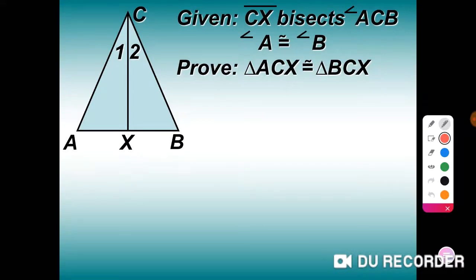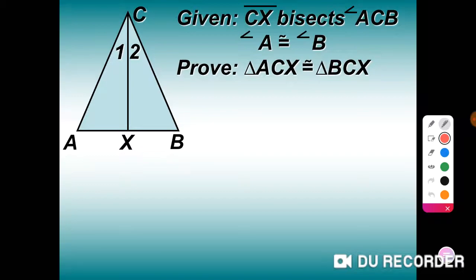Okay guys, so given that line segment CX bisects angle ACB. Bisects means line segment CX splits the angle ACB into two congruent parts. So from this statement, I can understand this: angle 1 is congruent to angle 2. Then we're given that angle A is congruent to angle B.